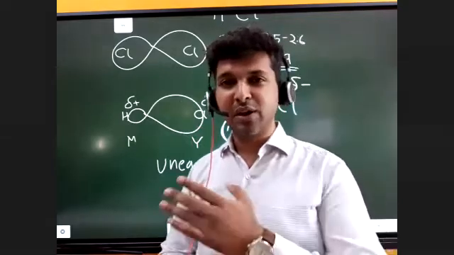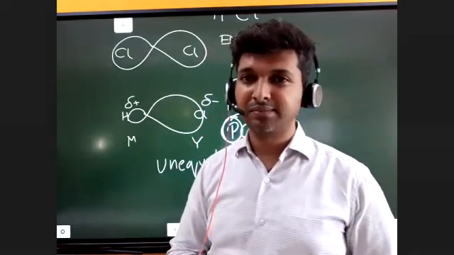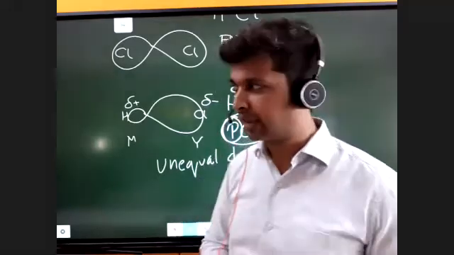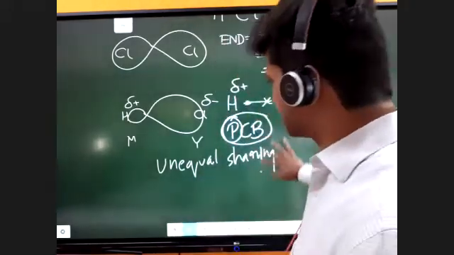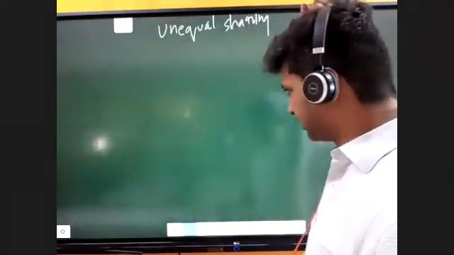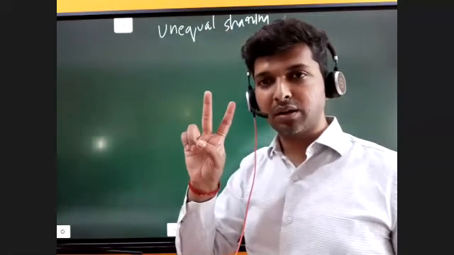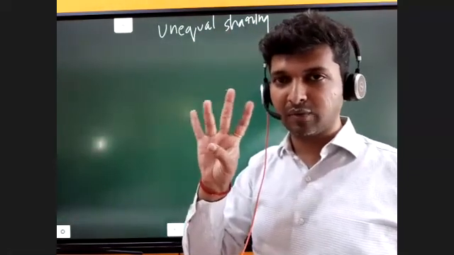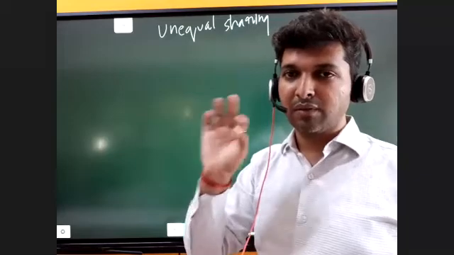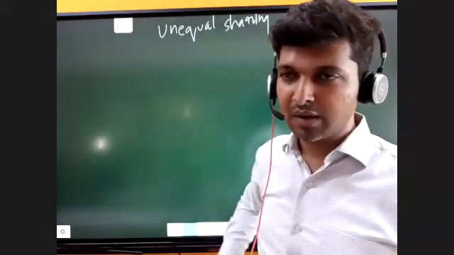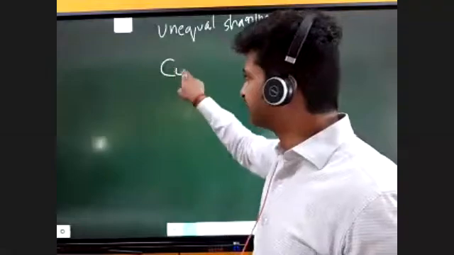Okay. So did you understand what we have done till here? Yes, sir. Okay. So here are our three bonds. Which three? Ionic, covalent, and polar covalent. Fourth one is remaining. Which is the fourth one? Fourth one is coordinate bond.